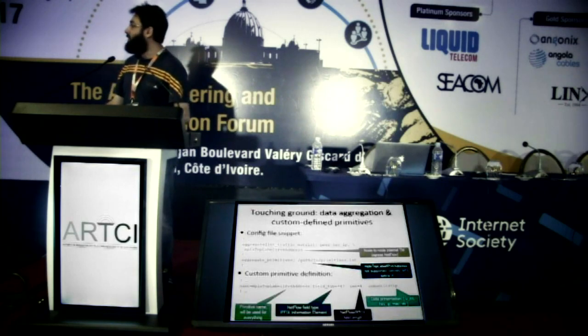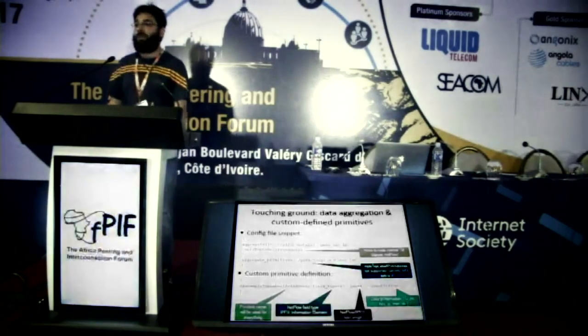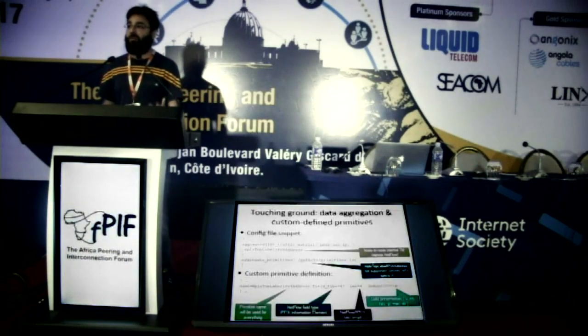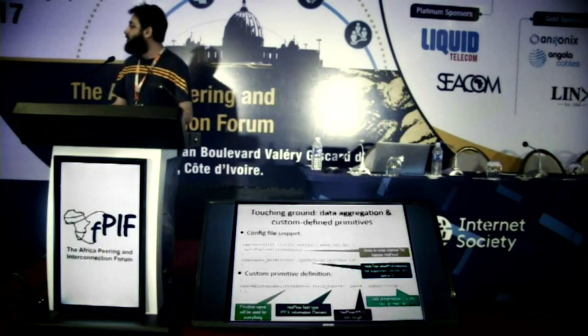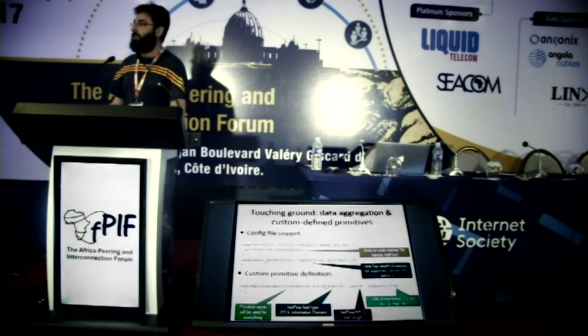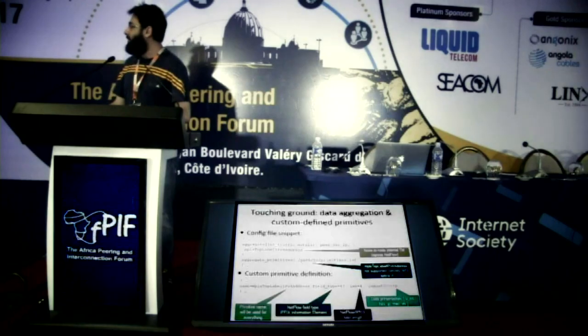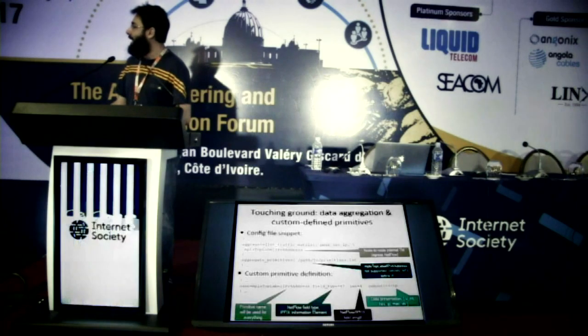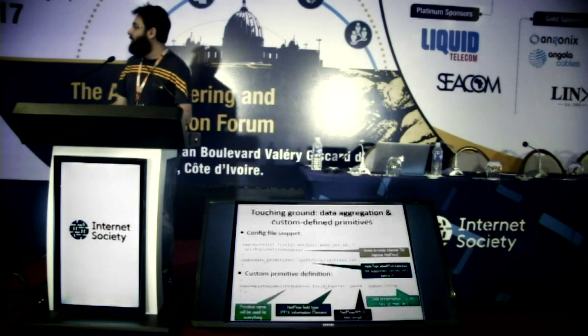So this is something that is not supported natively in pmacct as a primitive, right? But fortunately what you can do is that you can define your own primitives, right? So there is a full framework where you can define it. So you point pmacct to a file containing the primitives. This is how you define them. And the way in which you define them is very simple.